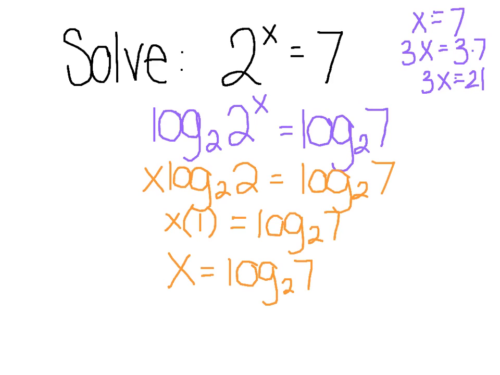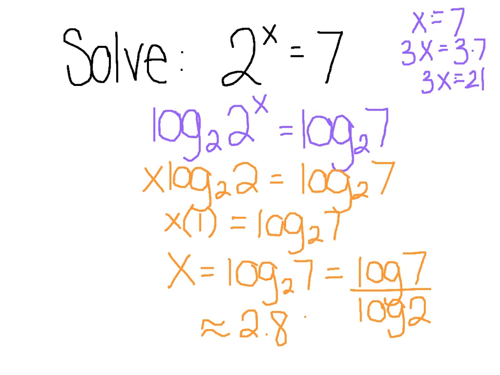Well, how do I find that? By using the change of base formula and a calculator. So log base 2 of 7 is the same thing as log 7 divided by log 2. And if you plug that into your calculator, you are going to get an approximate value of 2.807. I would check this in the original equation by putting 2 to the 2.807. Now remember, this was an approximation, but it should more or less give you 7. If you put that in your calculator, it does.